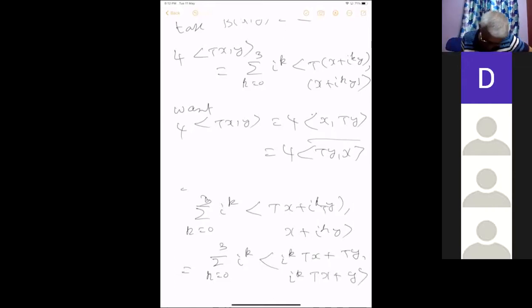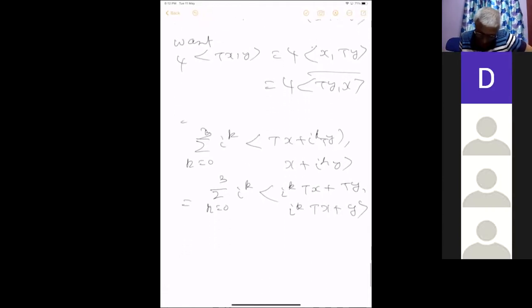Okay, I think this is true. If you just verify it for each one of them, I mean 1 minus 1, i minus i, if you just verify that, this will be true. Okay, I don't want to do that. I hope you can verify.